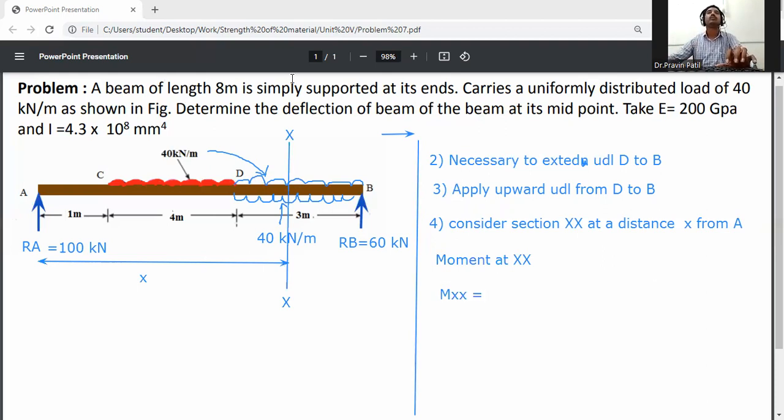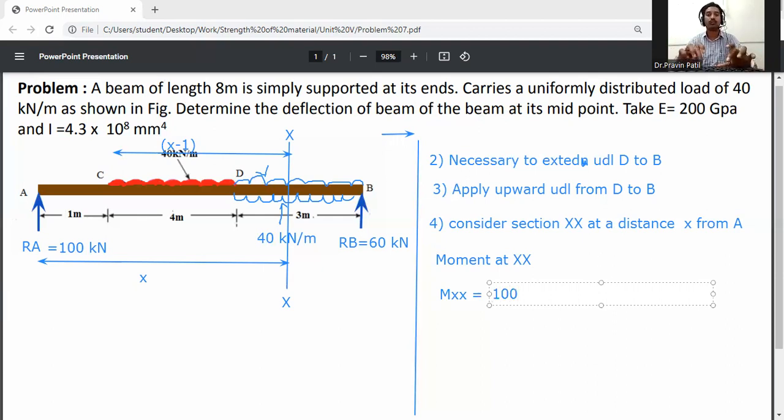So first of all, take this UDL part. So this one is x distance. Okay, so how much is this distance? This distance in total will be x minus 1. Okay, so moment at XX. First of all, 100 into x. So how is it rotating? It is clockwise direction. Take clockwise positive.